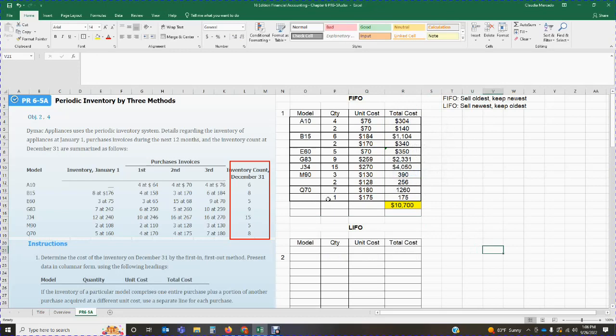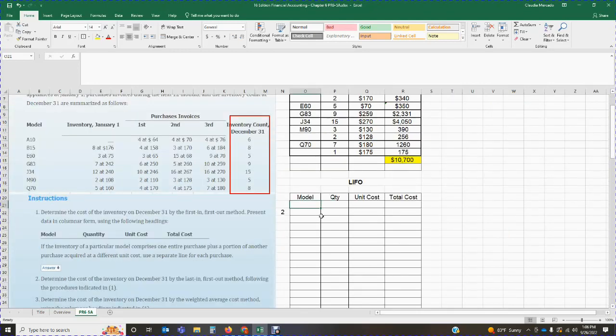$10,700. So the key here is understanding how many units I have left. That's your ending inventory count. Which method am I using, FIFO or LIFO? In this case, we're using FIFO. We sell the oldest, we keep the newest. So whatever your ending inventory is should always be the newest amount. You always deplete the newest and then you go backwards to the prior one. In this case, we have purchases 1, 2, and 3. Your newest will always be 3, followed by 2, and then 1.